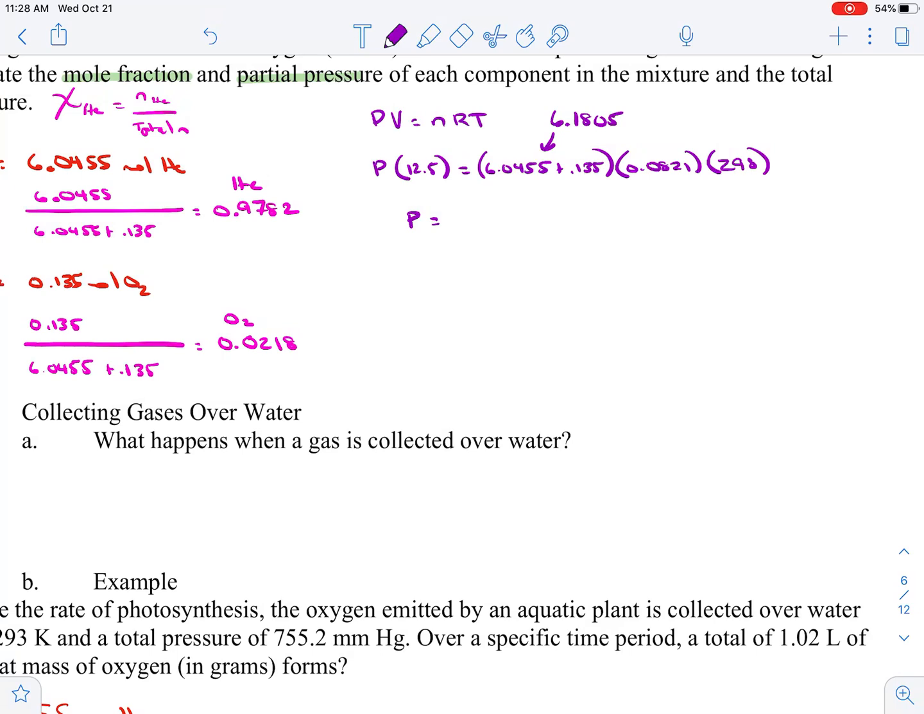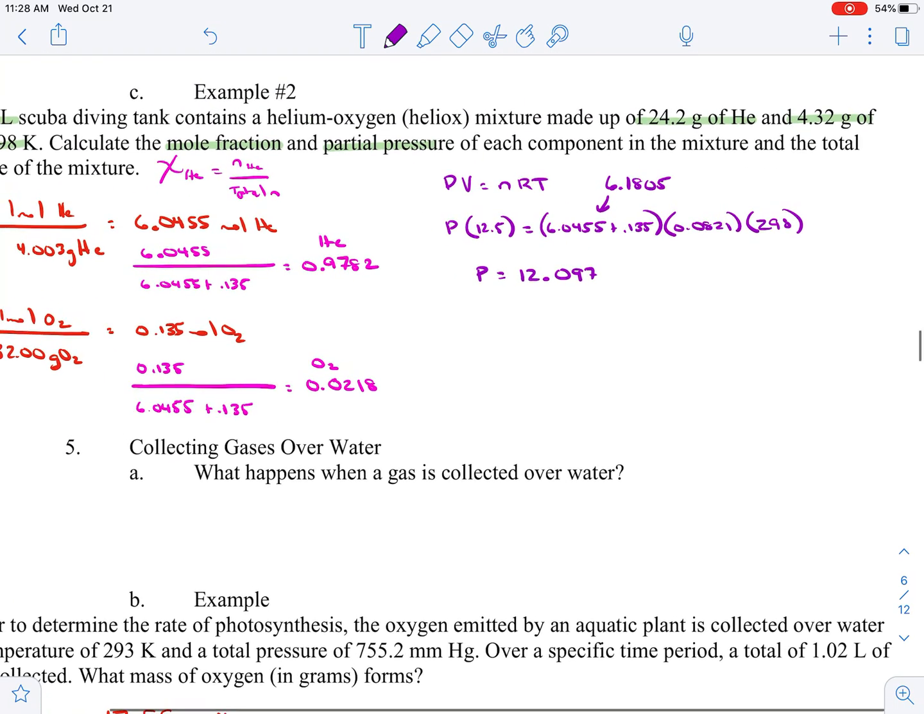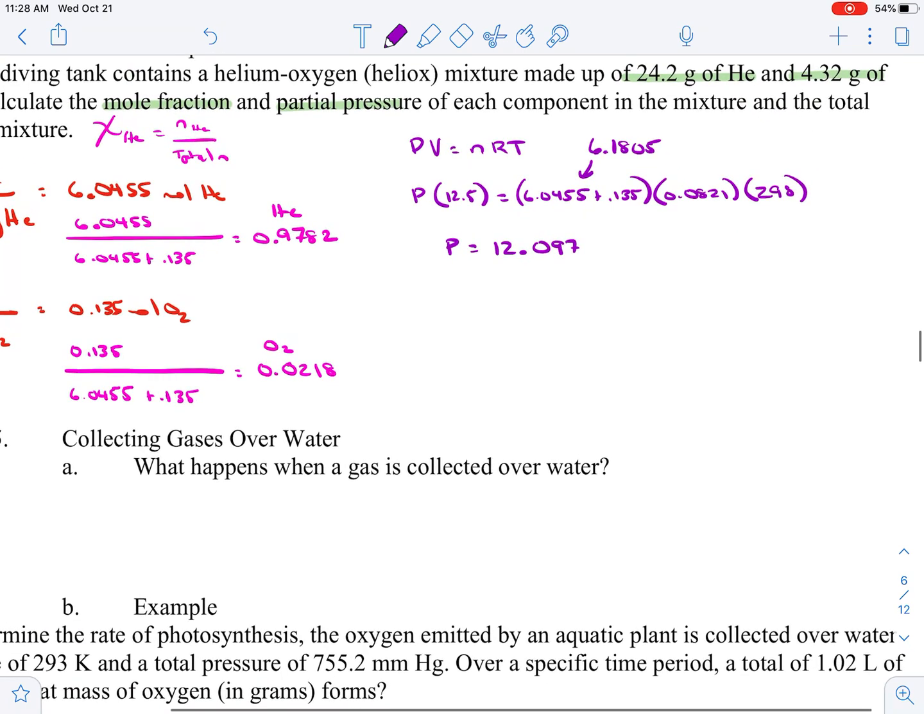So our total pressure in the system, if I did this correctly, is 12.097. We'll go back and look at sig figs here. What do we need? 1, 2, 3, 1, 2, 3, 1, 2, 3. So we need 3. So we're going to say 12.1 atm, right? That's our total pressure of the system.